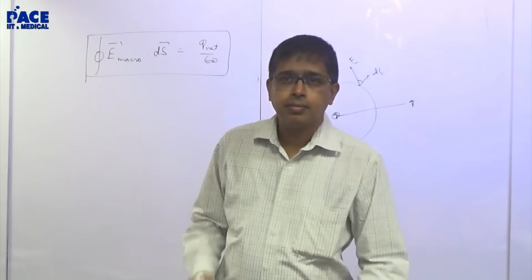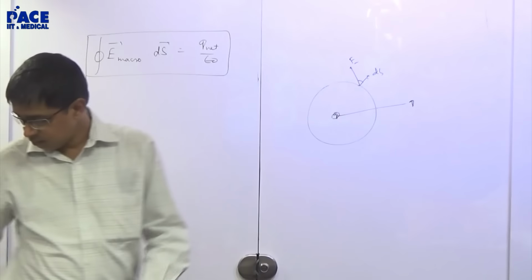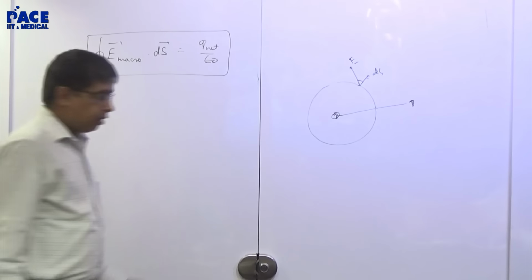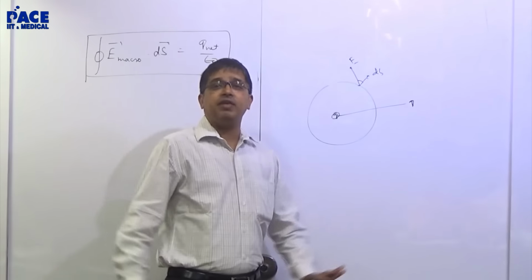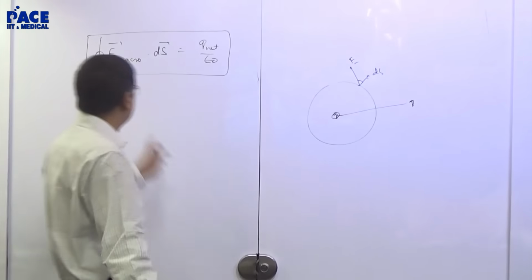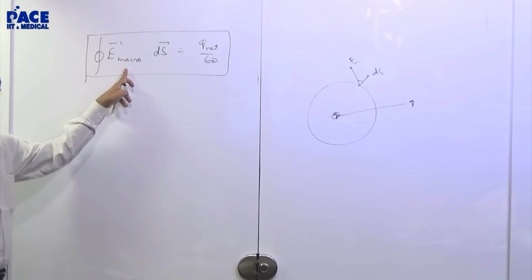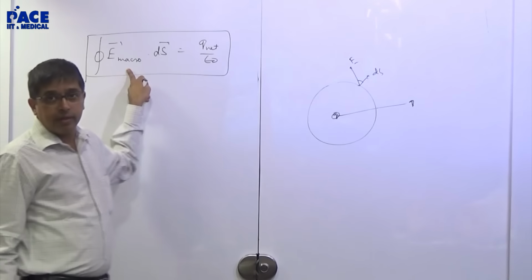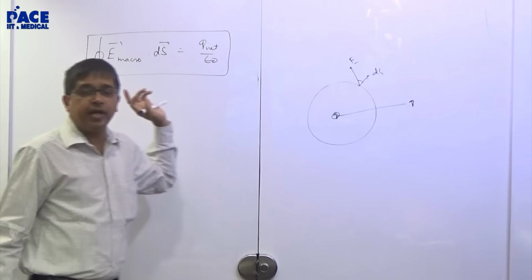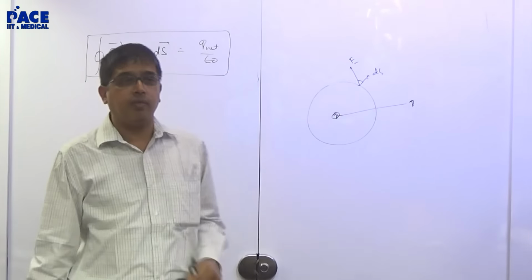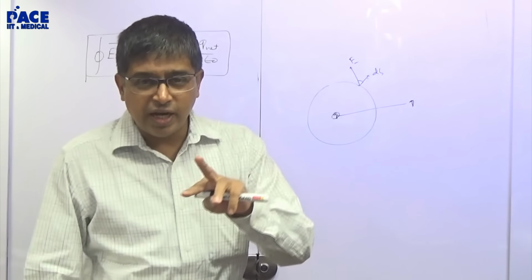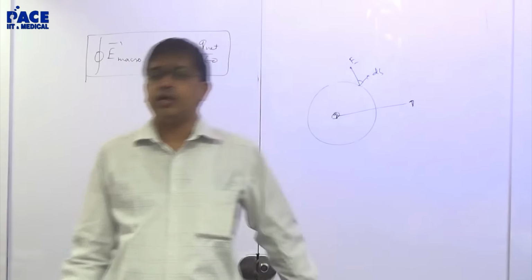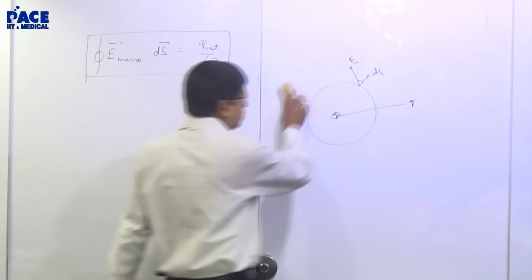Sir, in the case of an atom, is it that Gauss law is not valid, or is it that we are not able to apply it? Gauss law is universally valid. We don't apply it from a microscopic viewpoint. We apply it from a macroscopic viewpoint, because in a microscopic viewpoint, the uncertainty principle comes in our way. We don't know if the electron is inside the Gaussian surface or outside.